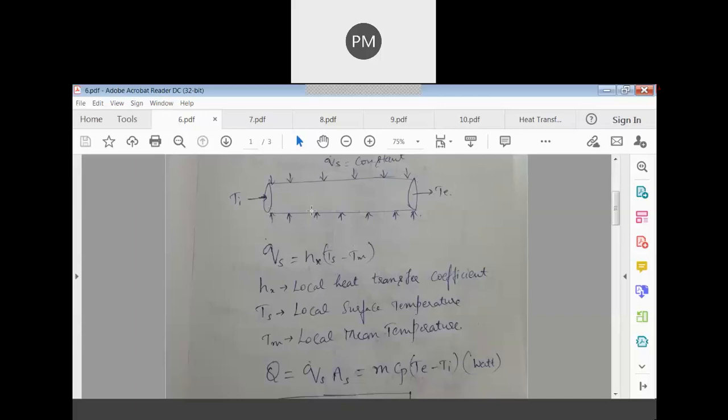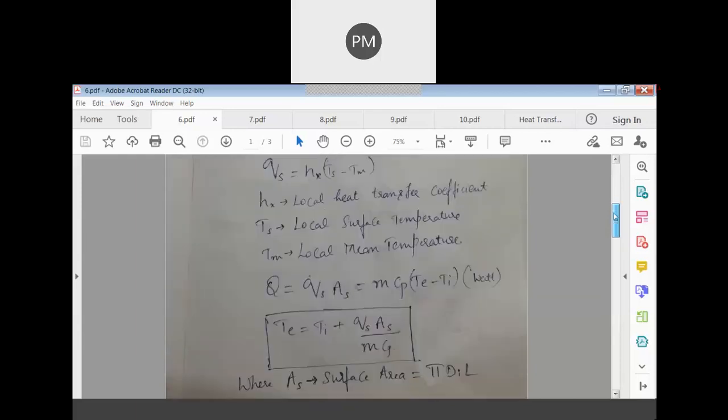The surface temperature will increase as you increase the length of the tube. So what is the surface temperature at the exit? This is what you have to find. And what is the mean temperature at the exit? It is nothing but Te. Understood? Okay. See, that is one thing.